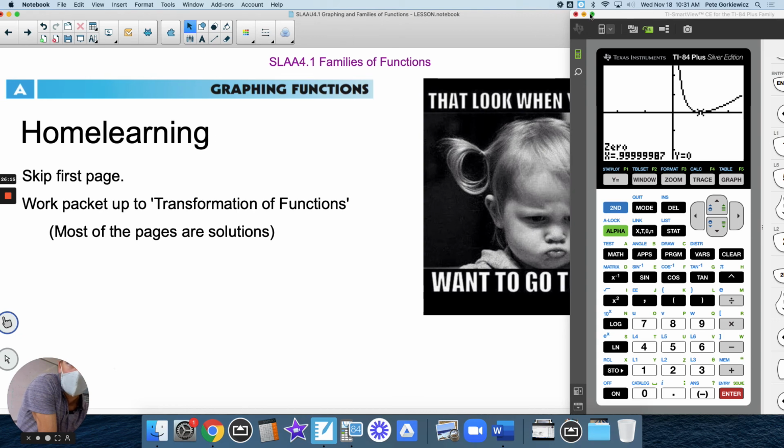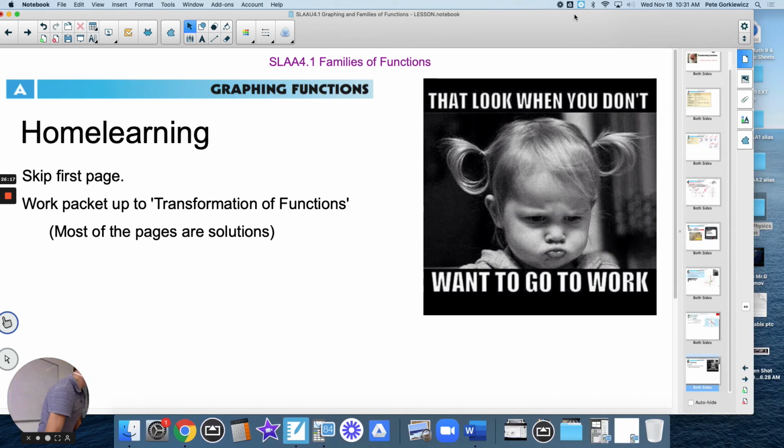Then there's a handful of problems in your fancy new packet, which I'm chucking out to you now. Actually, it's 32. The first page is just about can you graph things using a calculator and replicate it faithfully on paper. So try that out.